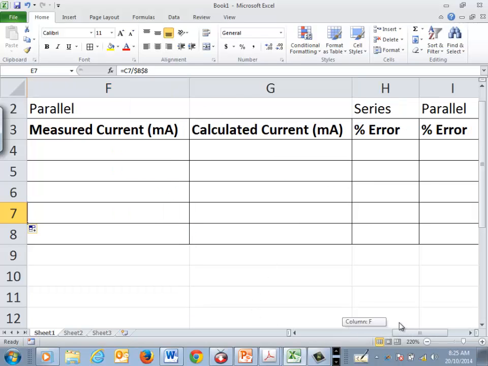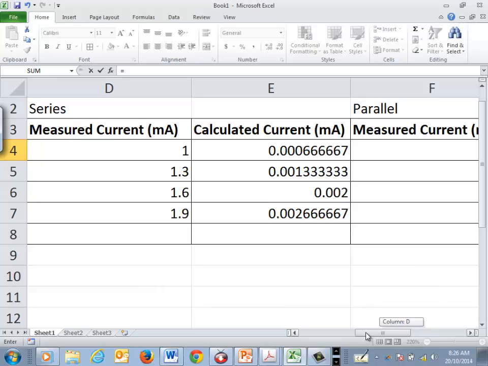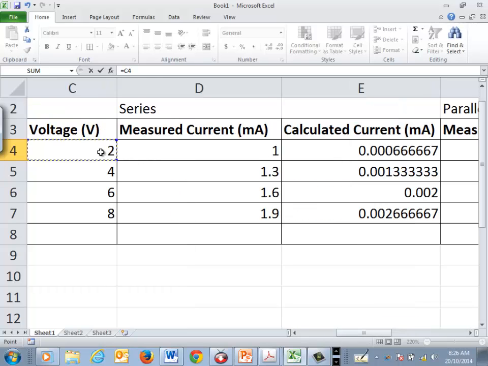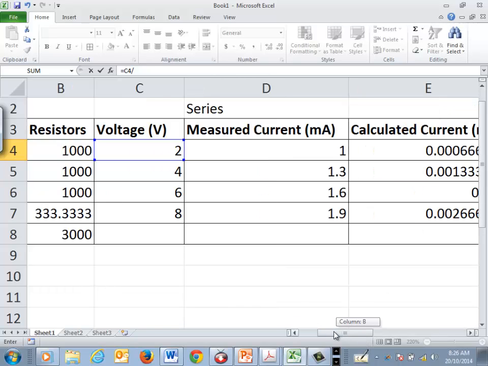Now, I'll do the same thing over here for my calculated one for my parallel circuit. That's going to be equal to my voltage. So scroll across, get your voltage, and divide that by my resistance for my parallel circuit, which is that cell there. And again, if we use our dollar sign, that will fix it to read that cell all the time.